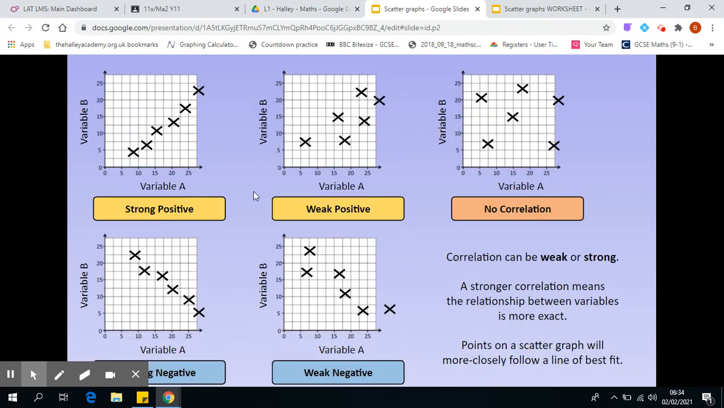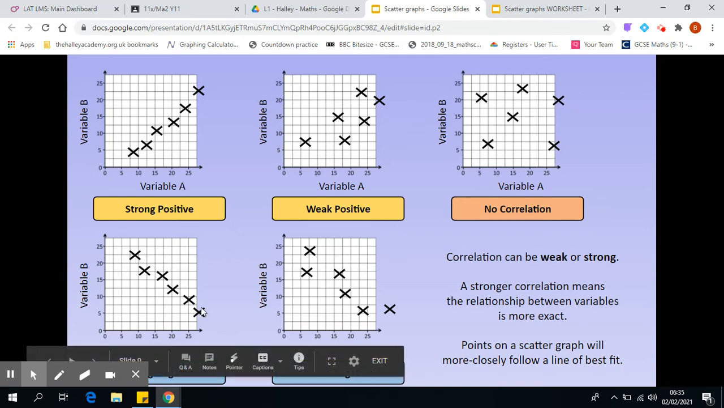Well, in this slide, we're focusing on a different kind of correlation. The relationship between A and B is a strong positive correlation because when we draw the line of best fit, most of the coordinates are on the line or very close to the line. This is weak positive because if you draw a line of best fit, the distance between the coordinates and the line is larger. In this case, it's neither positive nor negative. Hence, it's no correlation. And we have strong negative, similar to strong positive, and a weak negative correlation.